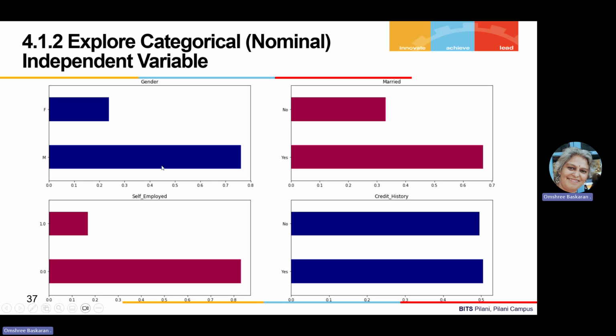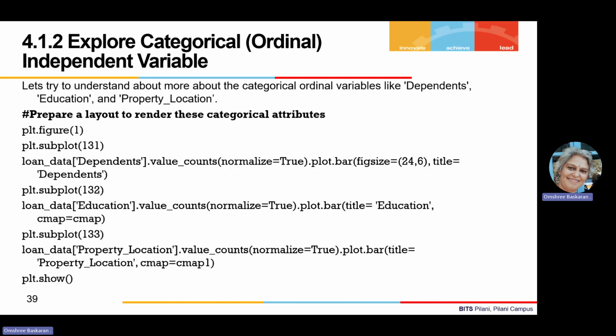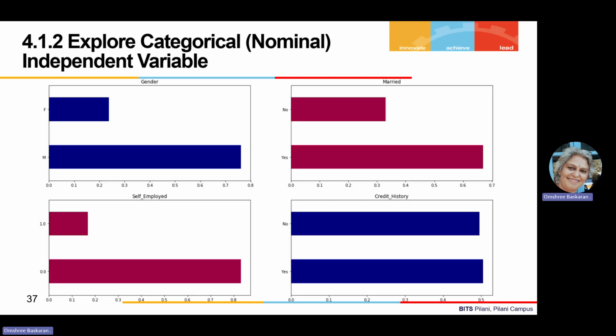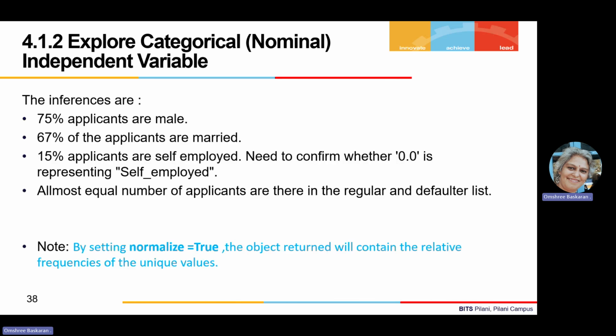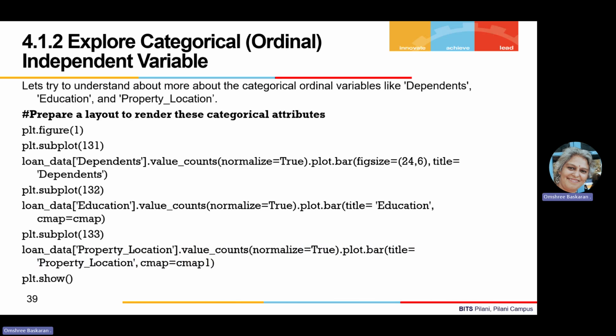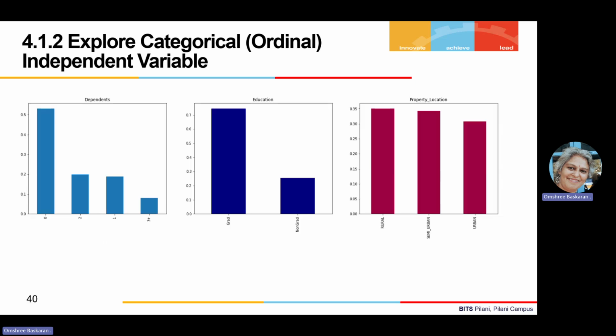Males have a much higher percentage chance of having the loan approved, right? So these are some of the details, categorical variables which are analyzed and inferences are given. After that, we understand more about the categorical variables like the dependents, education, and property location.